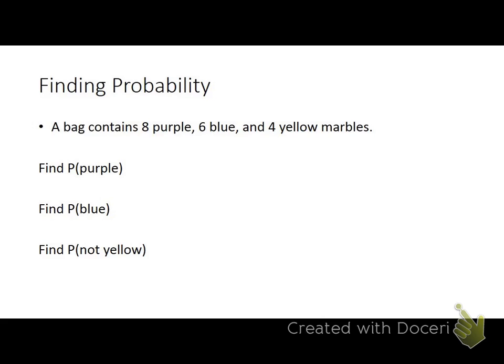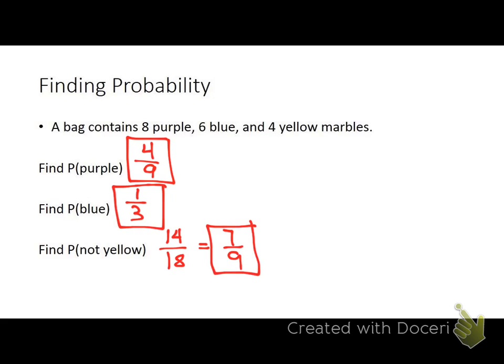All right, so how many purple out of the total? 8. Okay, so, let me find it. All right, so it was supposed to be 8 out of how many? 18. Yes, very good. It was 8 out of 18, and then that reduces to 4 out of 9. What about blue? Reduced. 1/3. What about not yellow? 7/9. Now, guys, that's your answer. Okay, these are your answers.